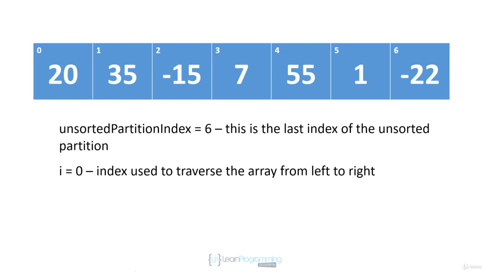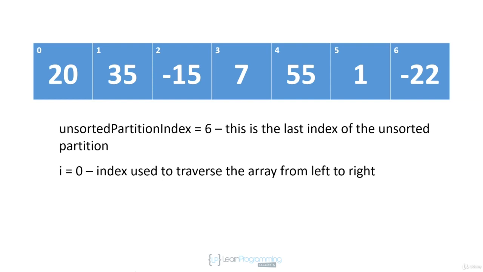So I'm going to start out by explaining how the algorithm works. I have an array on the screen. It's an array of length 7, so it can store 7 integers. At index 0, we have 20. At index 1, 35. At index 2, minus 15. You can see the rest of the array there. And we want to use bubble sort to sort this array.